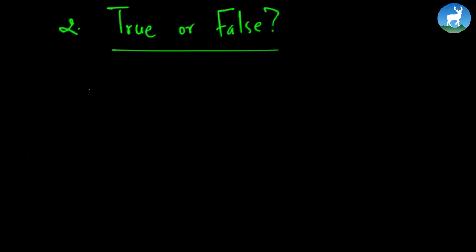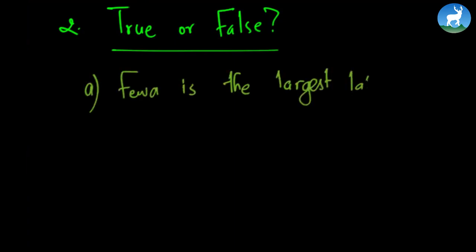Okay, the first statement that we have is Fewa is the largest lake of Nepal, and there's a blank space there. So what do you think? Is Fewa the largest lake of Nepal? Of course it is not. It is the second largest lake of Nepal. So we go with the word false.